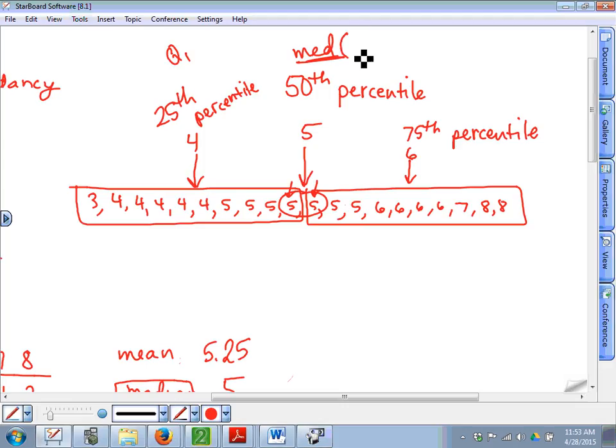The median is referred to sometimes as quartile 2, not very often, but it's called quartile 2. So then the 75th percentile would be called quartile 3, or Q3. I'm going to be using those a lot, or we're going to be using them a lot today. Q1, Q3, and Q2.